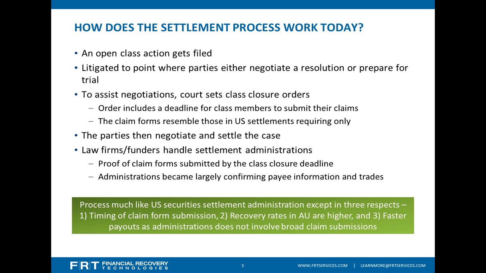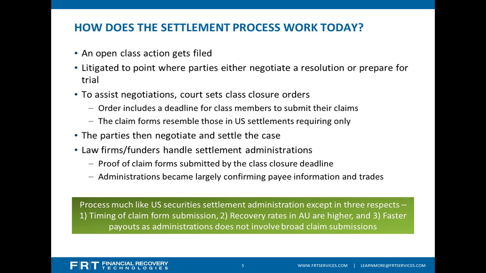Number one, the timing of claim form submission. In the U.S., the parties negotiate, put the money in escrow, collect the claim forms, distribute the money. They model the losses for the absent class members and negotiate against that estimate. In Australia, by contrast, they collect the claim forms first, then the parties negotiate, they put the money in escrow, and they distribute. They know the size of all class member claims going in and don't need to model them out like they do in the U.S. So timing of claim form submission is the first difference.